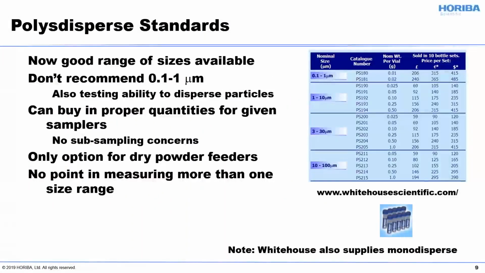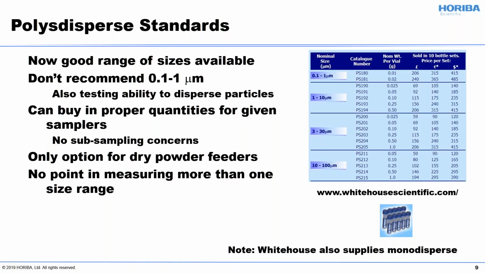Yeah. So Whitehouse Scientific has a good range of sizes. If you get the smallest of their size ranges, the 0.1 to 1 micron, then you're going to be testing your ability to disperse the particles as well, which may be what you want or may not. But be aware that with these standards, you're going to get into questions of dispersion and dispersibility, and we do get into trouble with that sometimes. I found lot to lot, some beads tend to spread out better than others. I can't figure out why. So that's kind of bad news.